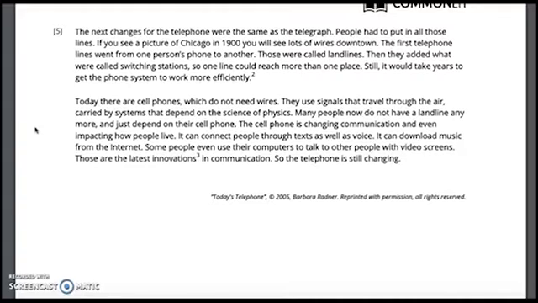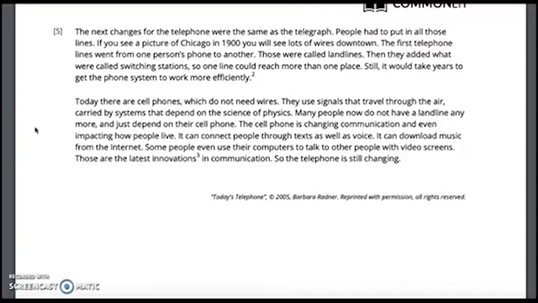Today, there are cell phones, which do not need wires. They use signals that travel through the air, carried by systems that depend on the science of physics. Many people now do not have a landline anymore and just depend on their cell phone.